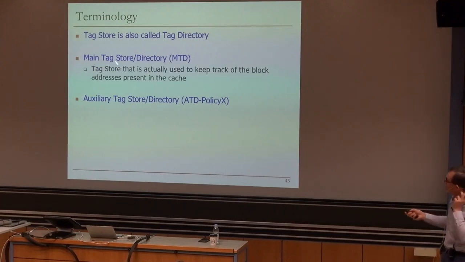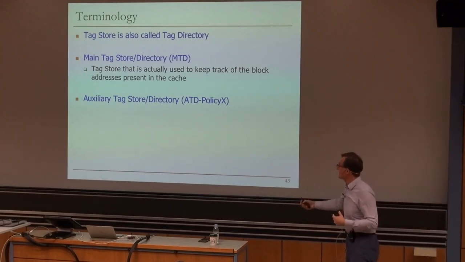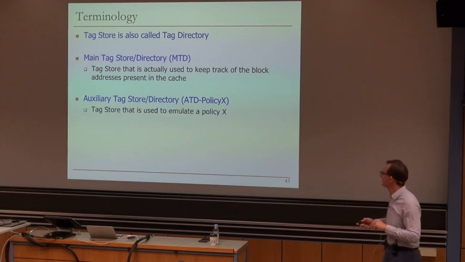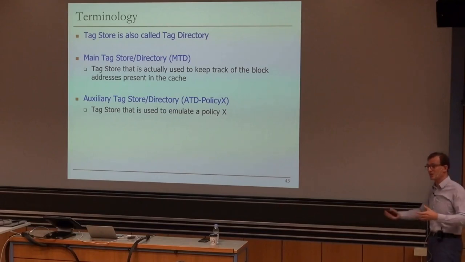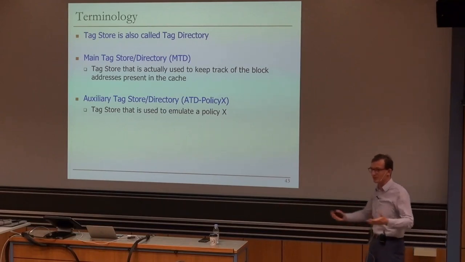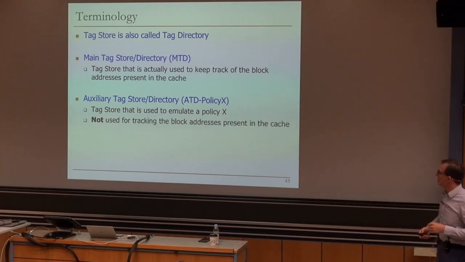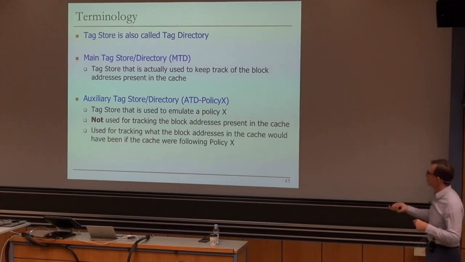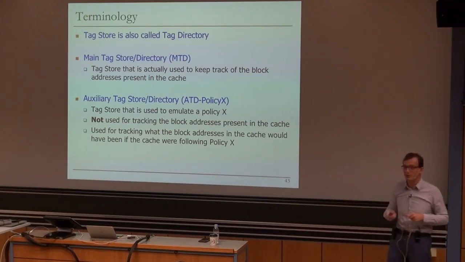Basically, the main tag store is a tag store that is actually used to keep track of the block addresses that are present in the cache at this moment. And you also have an auxiliary tag store, an imaginary tag store, if you will. This is a tag store that is used to emulate a policy X. You could extend this idea to multiple policies clearly, right? It could be emulating five different policies and picking one. This is not used for tracking the block addresses that are present in the cache. You use the main tag store for that. This is used for tracking what the block addresses in the cache would have been if the cache were following policy X.